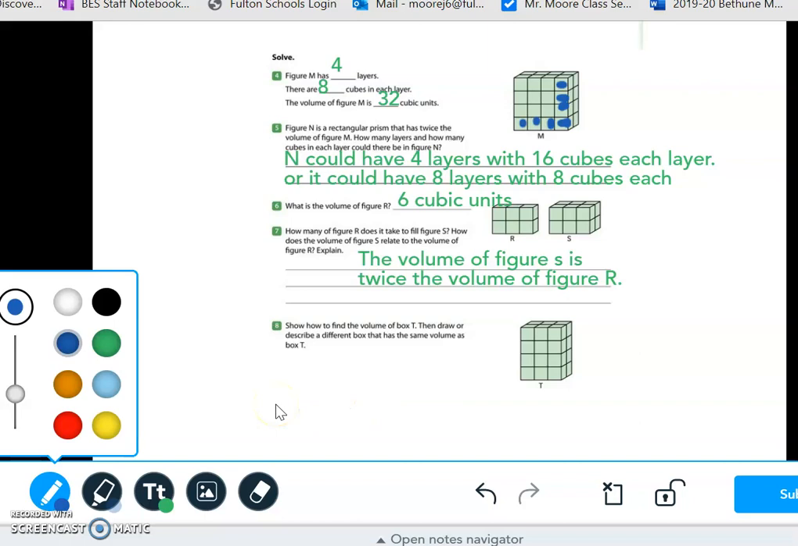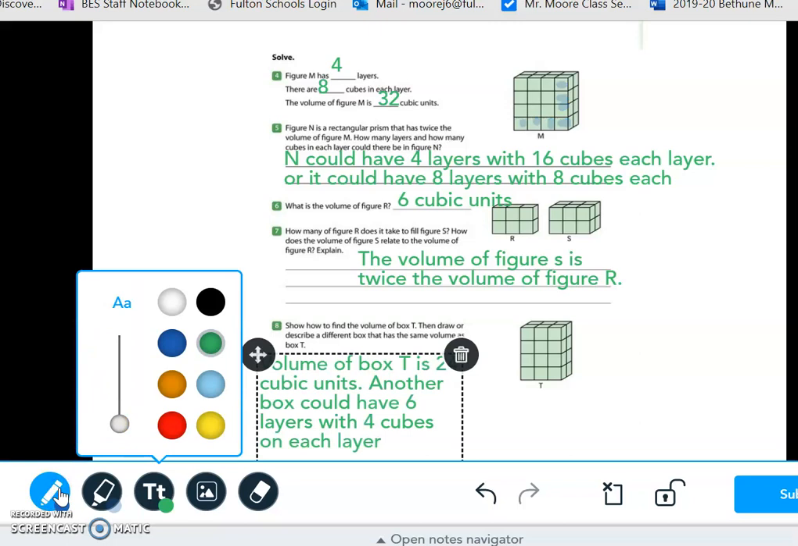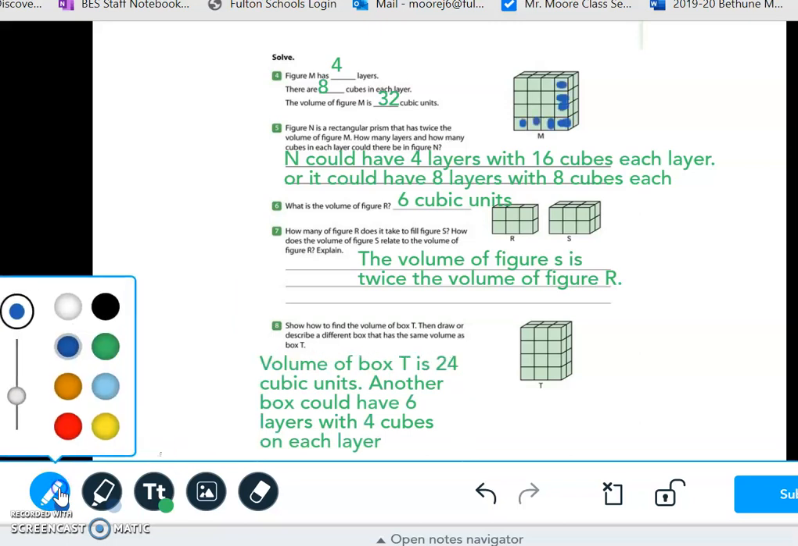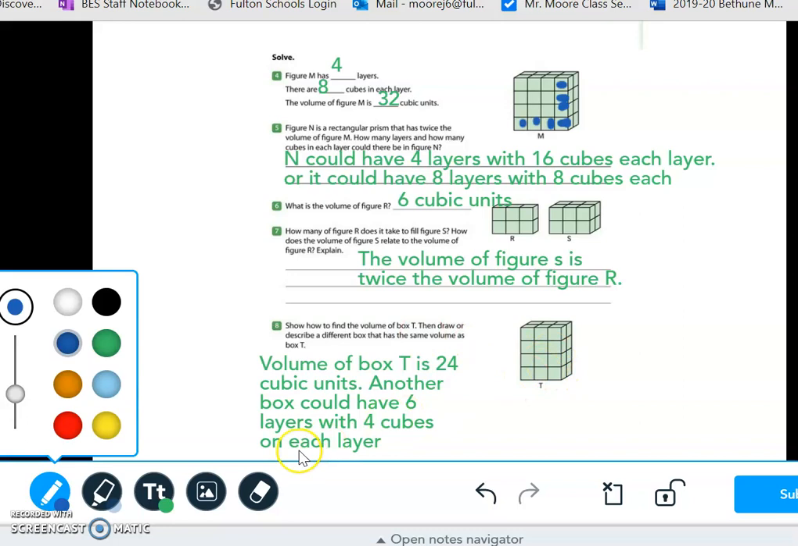And we want to see how we can describe another box that can have that. So we're going to have another volume of 24 with different dimensions. Go ahead and take your time. Pause and answer. All right, so we already saw that T had a volume of 24. If we wanted another, we could have 6 layers, and each of our layers had 4. So we multiply 4 by 6 and get 24 again, or any dimensions you want. You can have one that had an 8 and a 3, whichever you like. As long as you multiply your dimensions together and get 24.